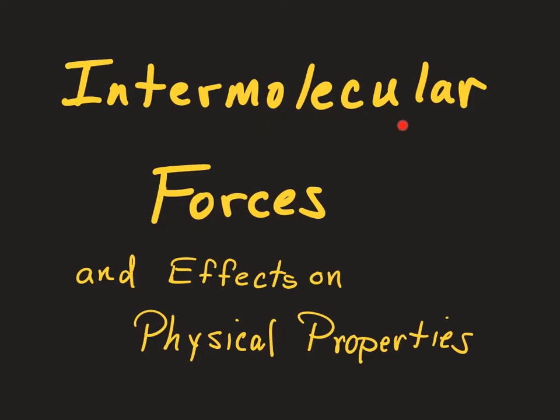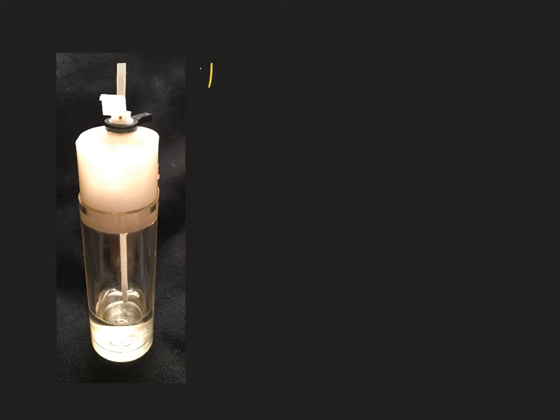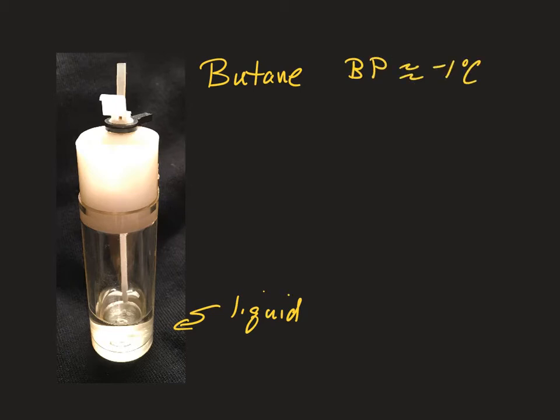In this video, we're going to talk about intermolecular forces and their effects on the physical properties of organic molecules. Especially, we will focus on the effects on boiling point, although it will relate to melting point as well. This is a picture of a sample of butane that was taken from a broken grill lighter. You can see that here we have butane as a liquid. Butane has a boiling point of approximately -1 degrees Celsius.